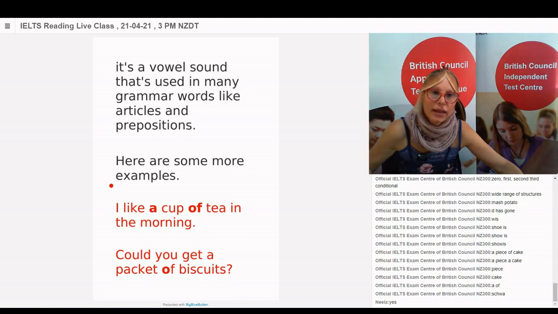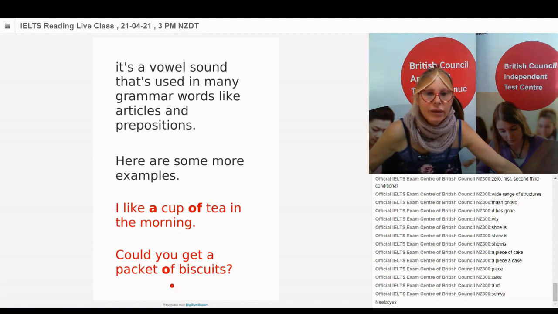I like a cup of tea in the morning. I like a cup of tea. So can you hear me? I'm not saying I like a cup of tea. I'm saying I like a cup of tea, a cup of tea. But I like a cup of tea in the morning.